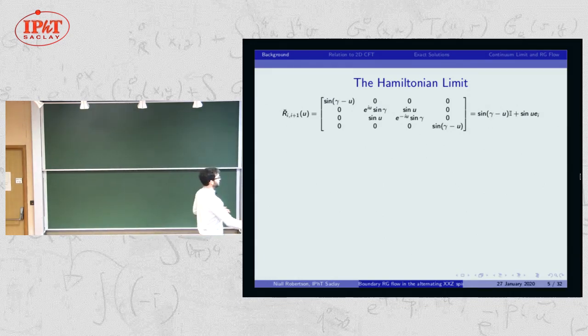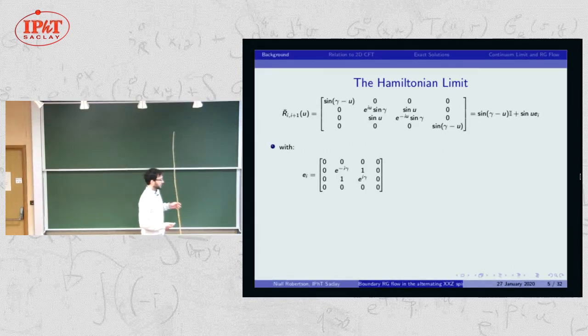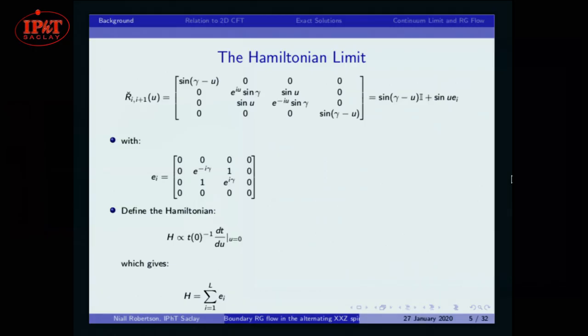So we have this convenient formulation of the R check matrix, which is the weighted sum of the identity matrix plus this E_i, which for now should just be considered as a convenient matrix in this form. We will see later that it's a generator of a particular algebra, that is the Temperley-Lieb algebra. But in this case, it allows us to study the Hamiltonian in a convenient way.